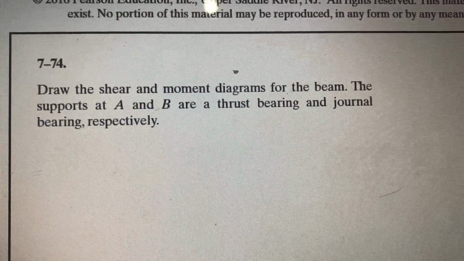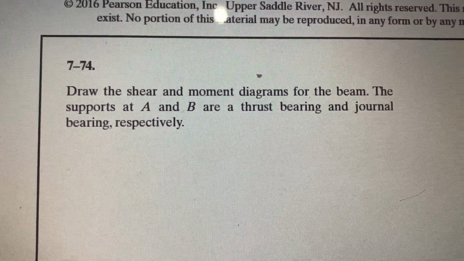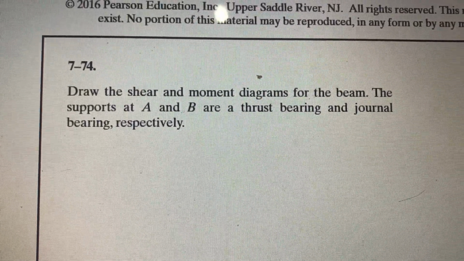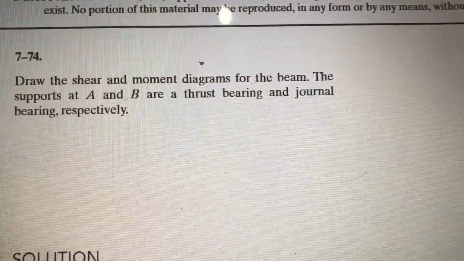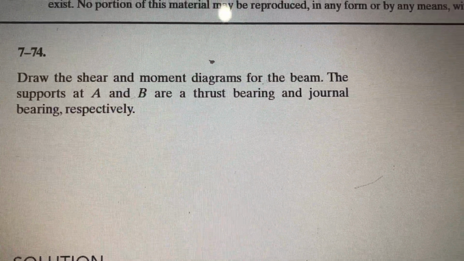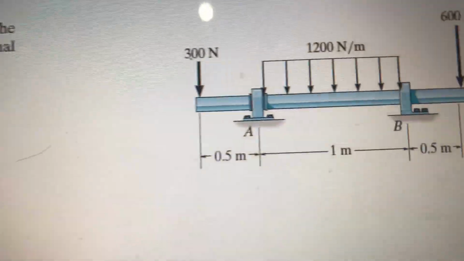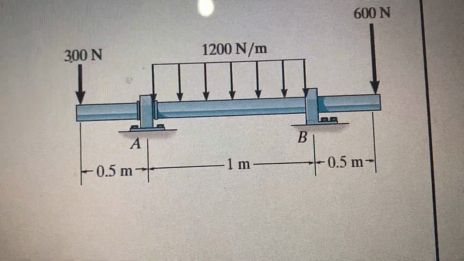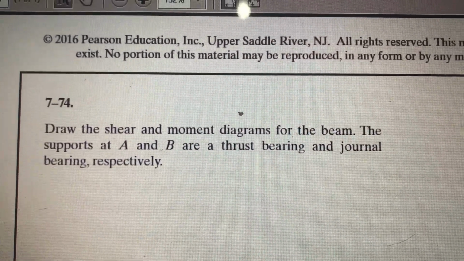Let's look at the alternative question for final 2. Draw the shear and moment diagram for the beam. So you have this beam. The supports at A and B are a thrust bearing and a journal bearing respectively, which means that A has AX and AY, and B has only BY. That is the only meaning of thrust bearing and journal bearing respectively.